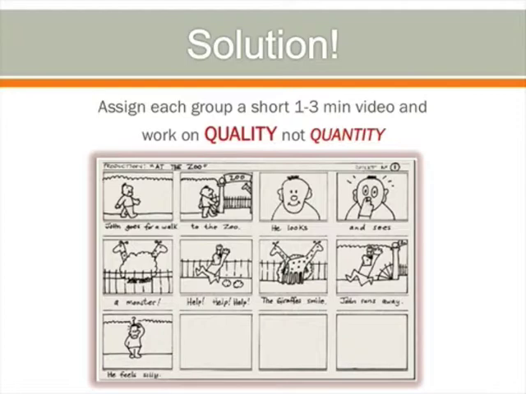So I focus on, if you want to do a lot of camera angles, focus on the quality. Keep the video short. Tell them this is just 1 to 3 minutes and we're focusing on the quality of the video. If you want a longer video, don't include all the camera angles and focus on quantity then. So really determine beforehand what you're looking for.